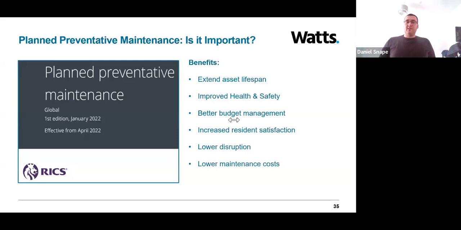Lower maintenance costs, again. So PPMs can help reduce project durations and cost overruns. It can result in a decrease in funds spent on maintenance, some of which could potentially not be service charge recoverable. I think as a final point, because of that, there is an argument to be made that planned preventative maintenance can result in an improved return on investment.